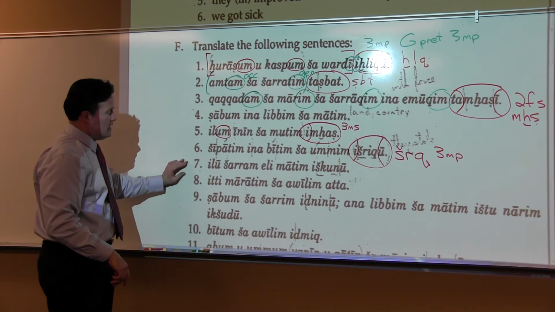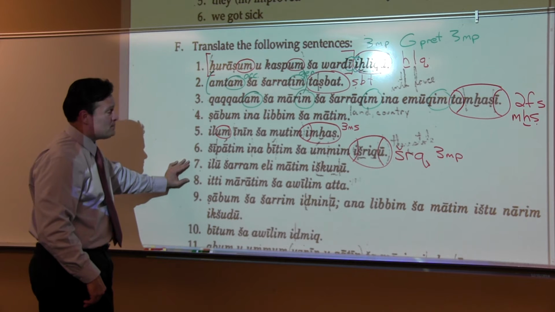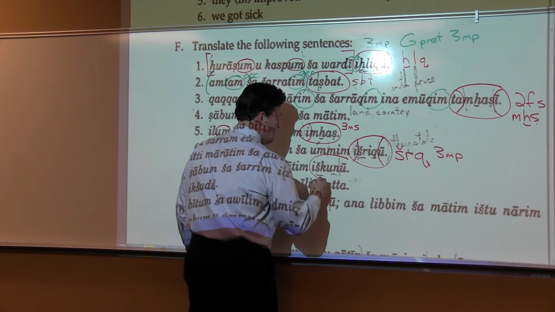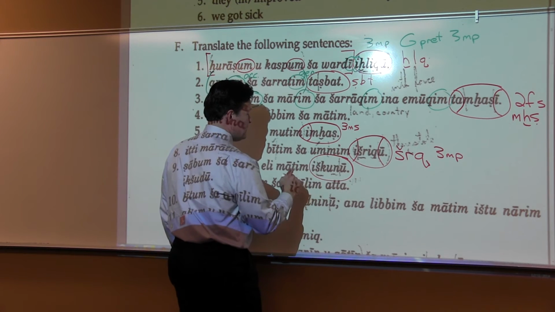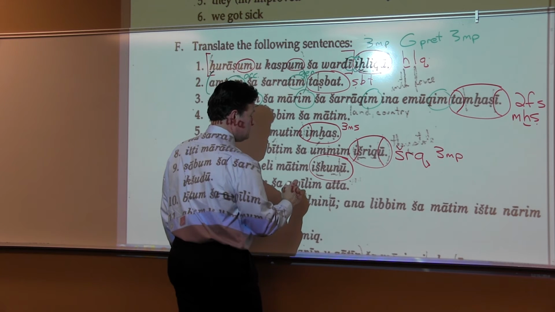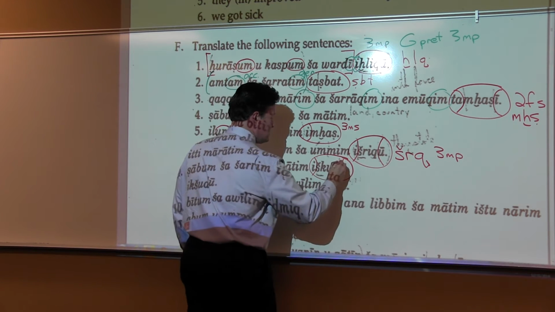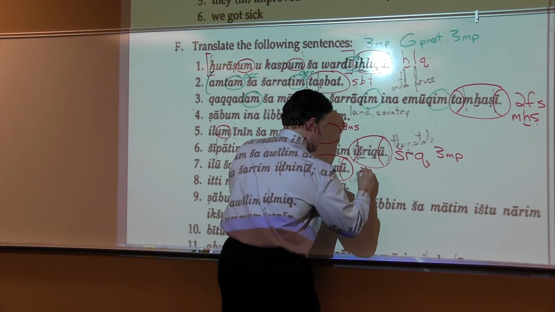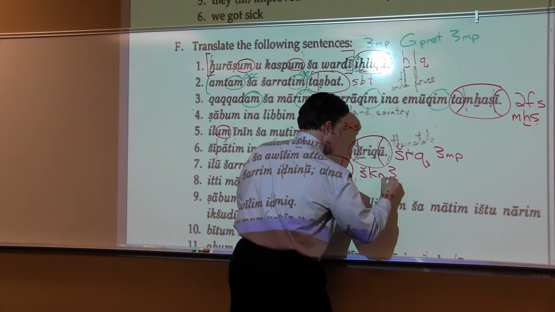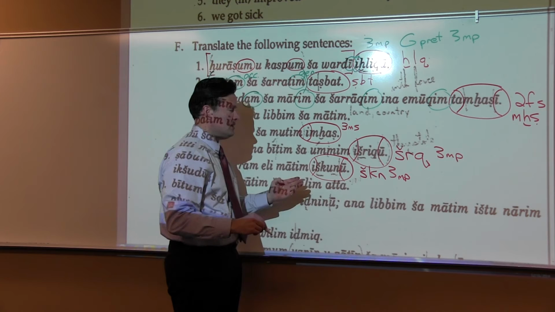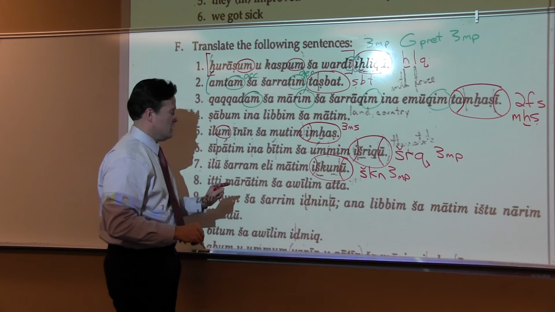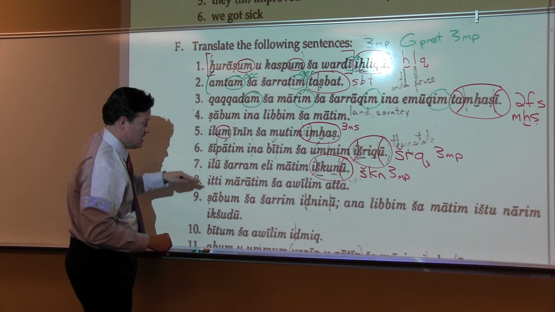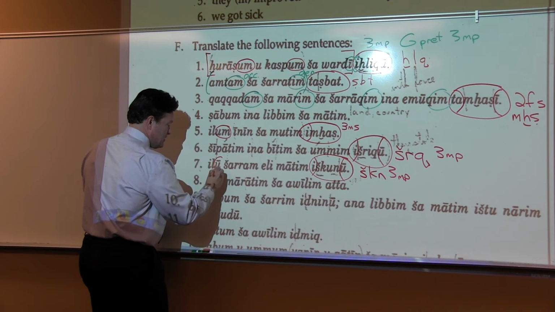Number 7. Ilu sharam eli matim ishkunu. So the verb is at the end. Shakan here means to install. We have the e prefix, the u suffix. That would be a third masculine plural from the root shakan. It's a G preterite, third masculine plural from shakan. So, the gods are the subject. That's the nominative case ending, masculine plural.